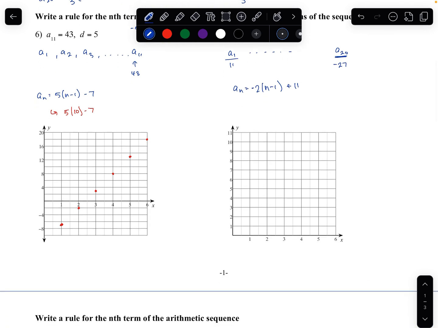And then we know that the first term is 11. So the first term is 11. And then it's going to be subtracting 2 each time. So it's going to be 9. Then it's going to be 7. Then it's going to be 5. Then it's going to be 3. Then it's going to be 1.